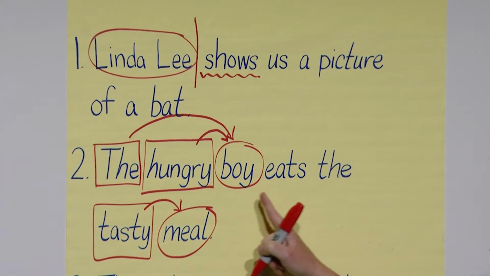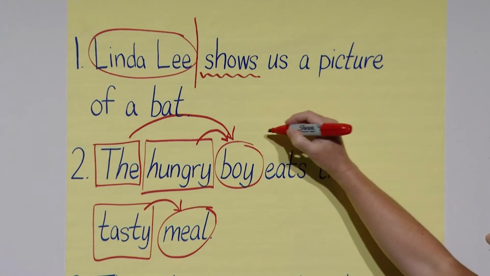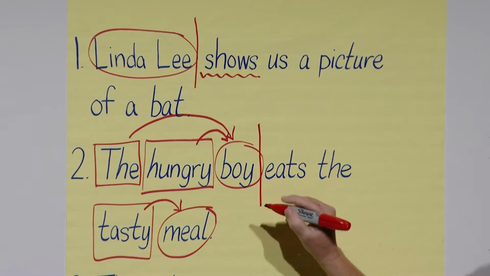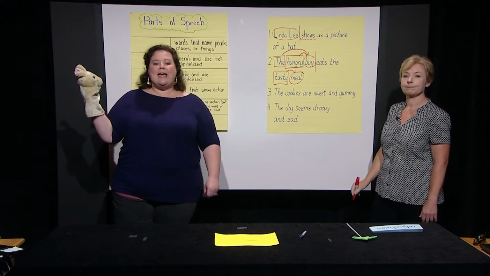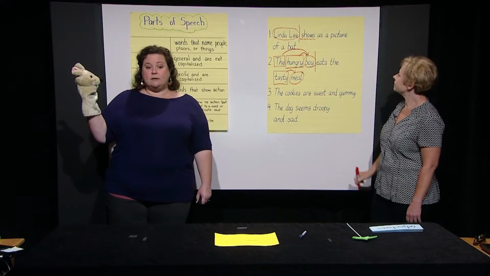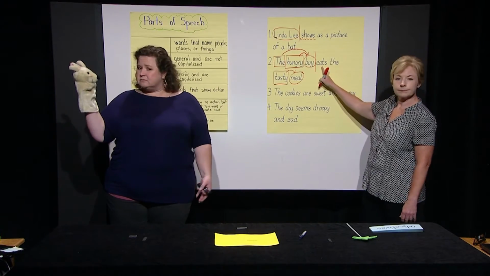Okay, the line should go in between boy and eats. I agree. Candy has drawn that line between boy and eats. Why?